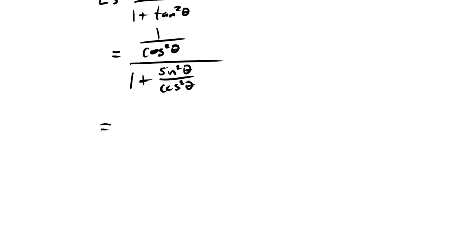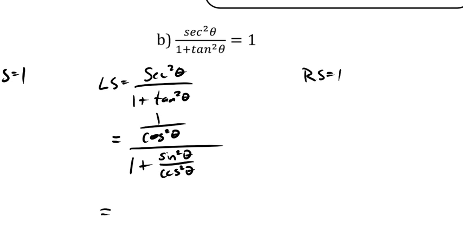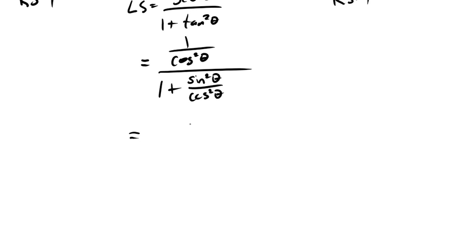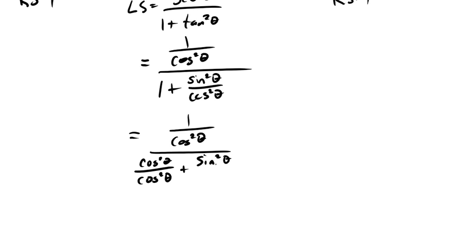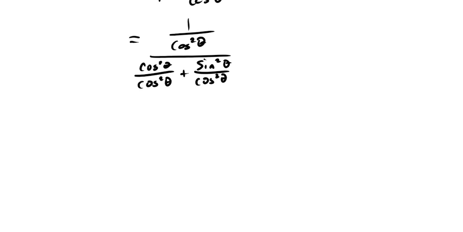Here's a really good idea. I'm going to take that 1. I don't touch a 1 that's all by itself on a side, but a 1 in the middle of a bunch of junk. Watch. Cos squared theta over cos squared theta plus sine squared theta over cos squared theta. Common denominator, that's what we're talking about. See how I just used 1? I can turn 1 into so many things, almost anything I want it to be. So I turn it into cos squared theta over cos squared theta, a common denominator with the thing it's supposed to be added to.